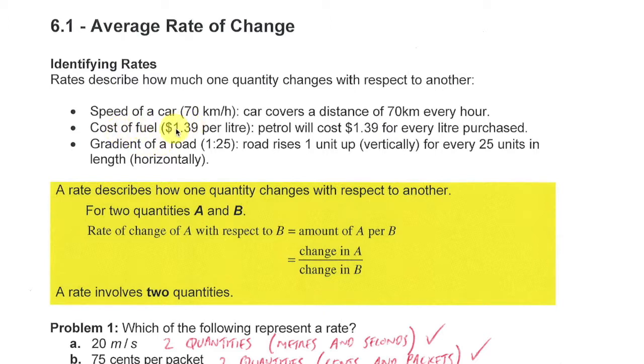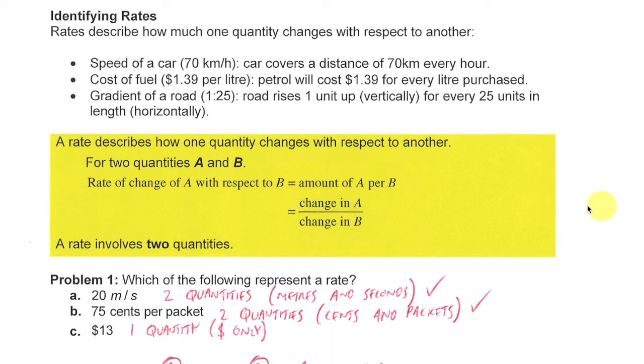Cost of fuel, $1.39 per litre. So petrol will cost us $1.39 for every litre that we put into it. Gradient of the road is 1 to 25. So the road will rise by 1 unit up for every 25 units that we go across it horizontally.